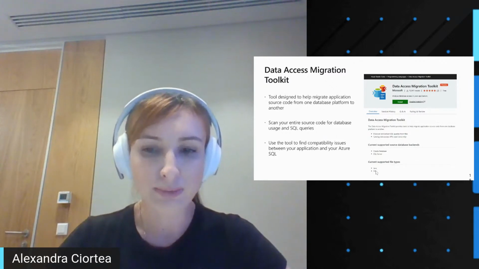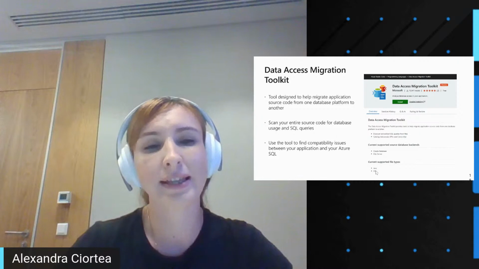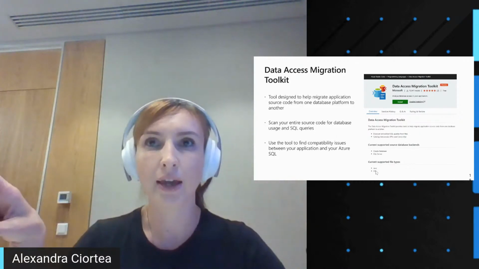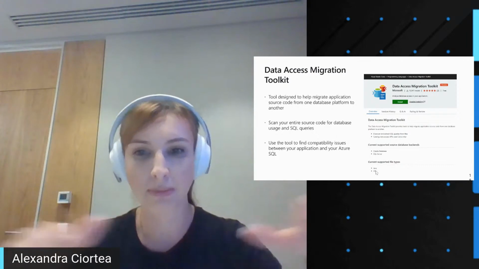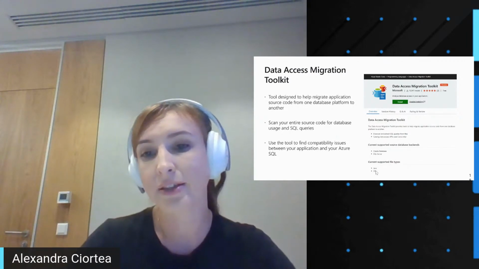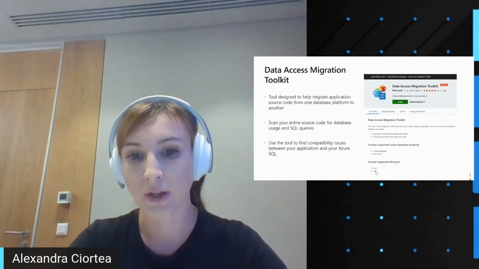For Java files, we can also look at data catalog APIs. So we can say, well, look at this API, this is compatible with SQL, or maybe there are different parameters that you would need to add for SQL Server. And that's a huge help for the developers.